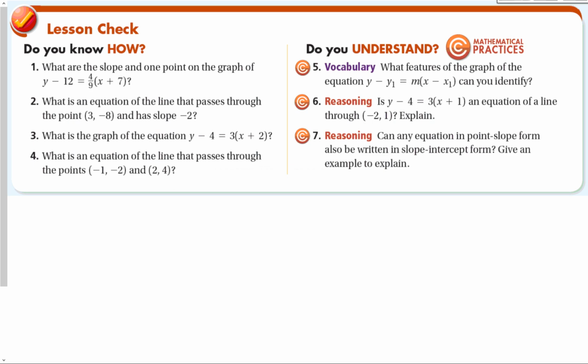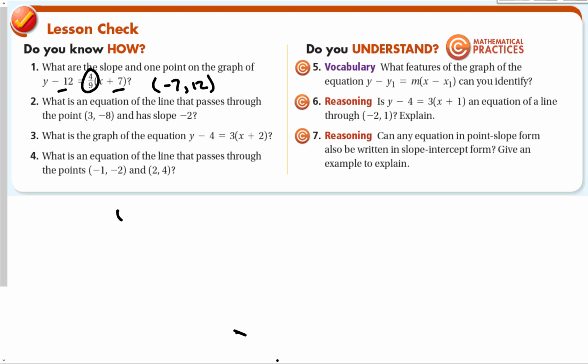So our lesson check, let's go through this real quick. What are the slope and one point on the graph of this? Well, the slope is 4 over 9, and one point on the graph is negative 7, comma 12. Point, slope. What's the equation of the line that passes through the point?